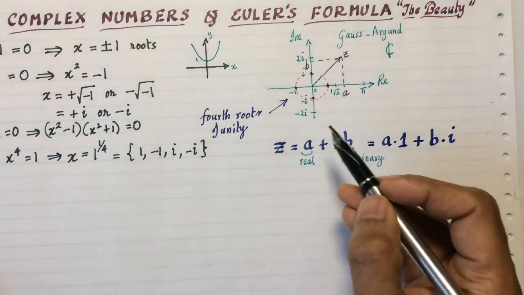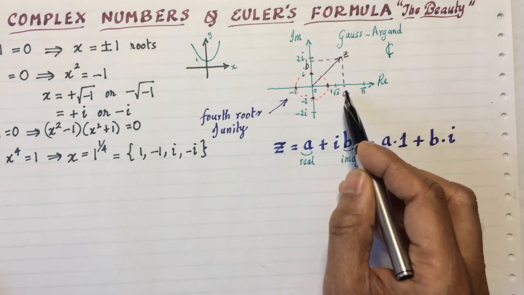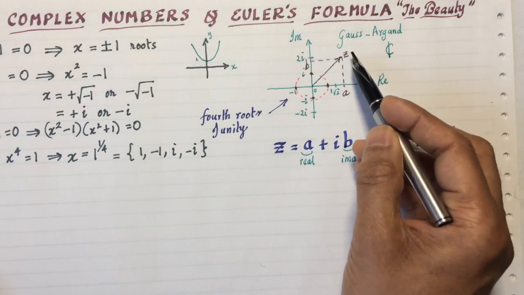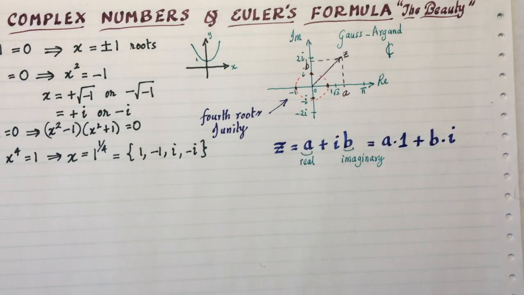It tells you correctly that to get to the point z, you first go a units along the real axis and then go b units along the imaginary axis, and then you arrive at the number that you've called z. So that's the vector interpretation of that number.